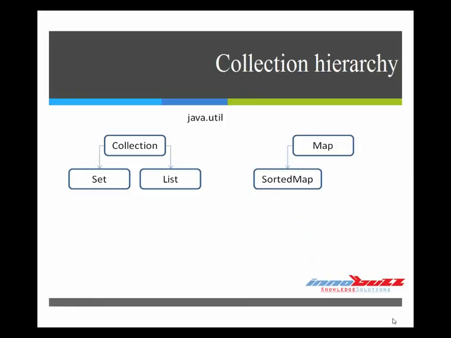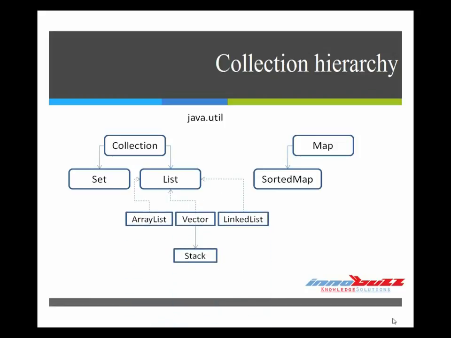There is a very important sub-interface of map, the sorted map, which does the mapping and also the elements are sorted. The list has some very important classes that we are going to see: the array list, the vector, the linked list, and for example the stack is the child class of vector that I have shown in the previous chapter.